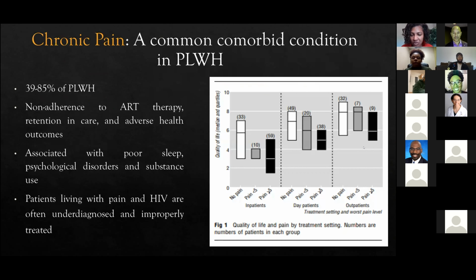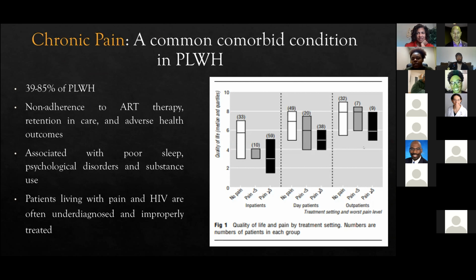Chronic pain is a common condition in people living with HIV. It affects about 39 to 85% of people living with HIV, and is associated with non-adherence to ART therapy, retention in care, and adverse health outcomes. It's also associated with poor sleep, mood disorders, and things like substance use. What we've found is that people living with HIV and chronic pain are often underdiagnosed in clinical settings, and they're improperly treated.